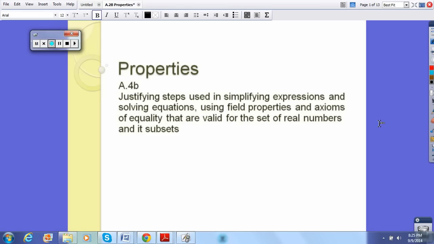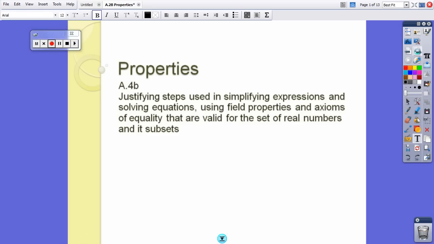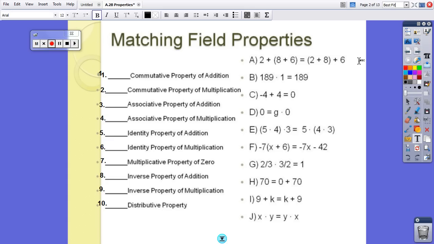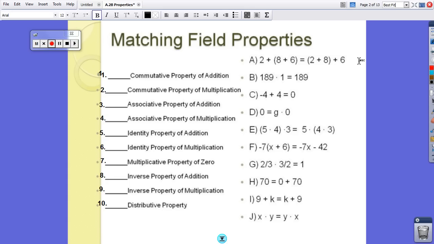Today we are going to be talking about properties. So we're going to do a quick review, so you should pause at this part of the screen, complete this, and then bring this in tomorrow to have it checked.